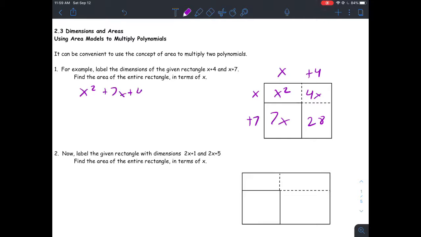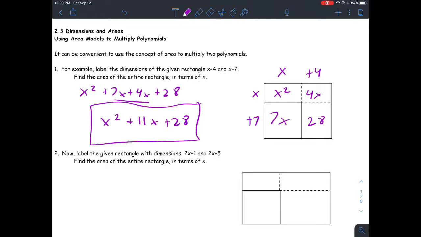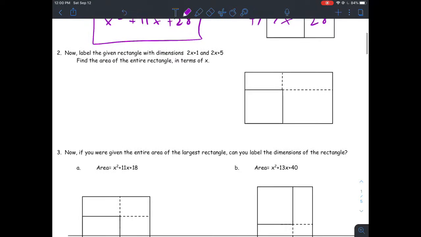Then what you want to do is add all of these up. So you get x squared plus 7x plus 4x plus 28. We can combine some like terms. So we get x squared plus 11x plus 28. So that is how you use this area model.